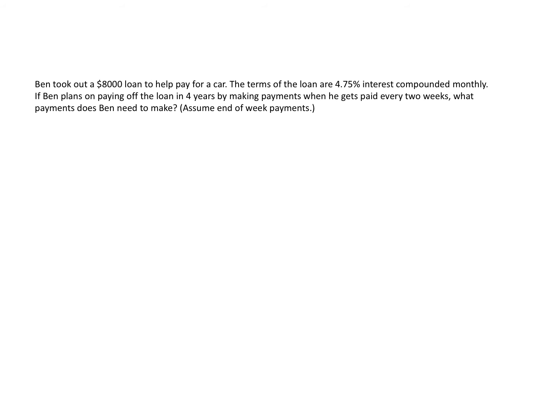Example 2, Ben has taken out a loan to pay for a car. What payments is he going to need to make if he wants to pay it off in 4 years? So here, we're going to calculate I, which is divided by 12 again because it's monthly. But here you'll notice the payments are every 2 weeks, the end of every 2 weeks. So the payments and the compoundings don't match, so we have to do a correction.